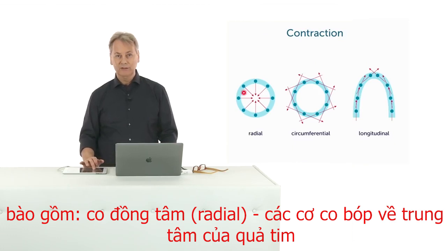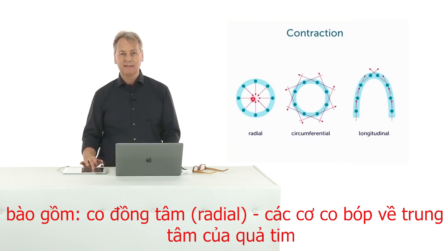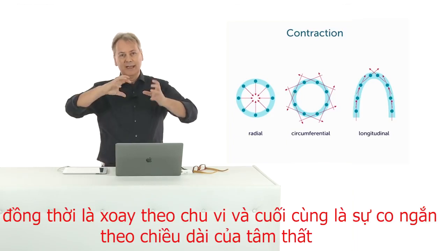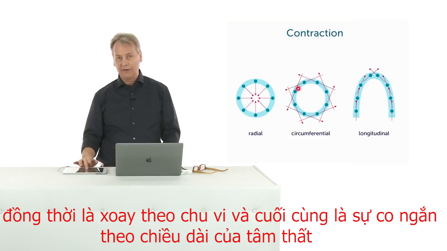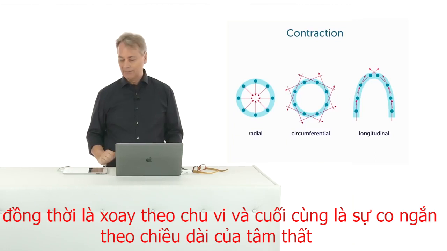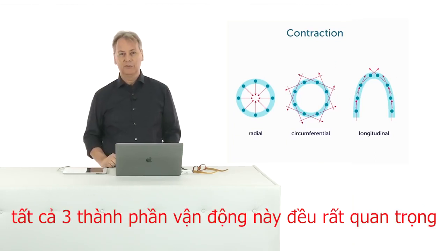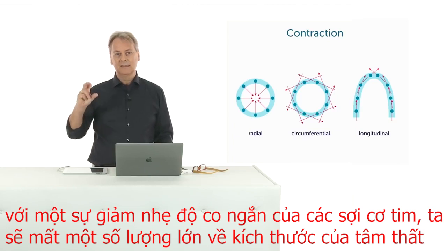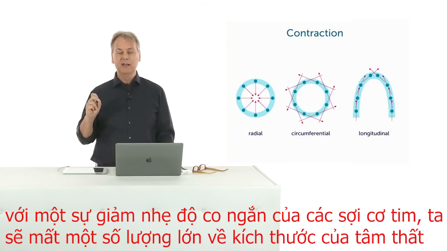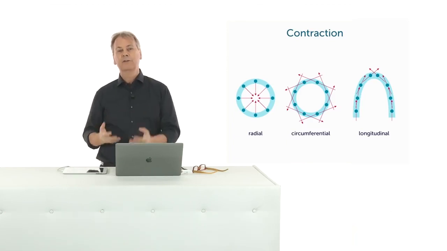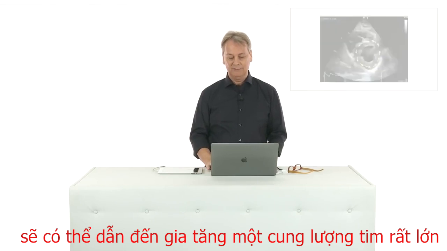It's the radial motion, where we have the myocardial muscle moving towards the center of the heart. At the same time, we have kind of a twisting, rotational, circumferential motion of the myocardium. And then finally, we also have a shortening of the ventricle in length. All of these three components are very important. And they're important because that way the heart can be very efficient in the way it contracts. With relatively little decrease in the length of the myocardial fibers, we get a very large decrease in the true size of the ventricle and therefore a very big or high cardiac output.